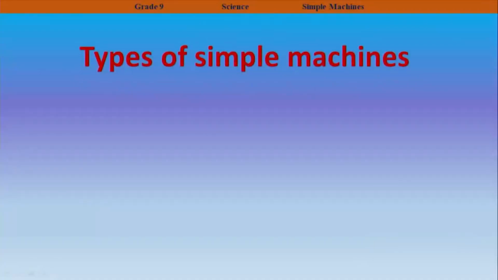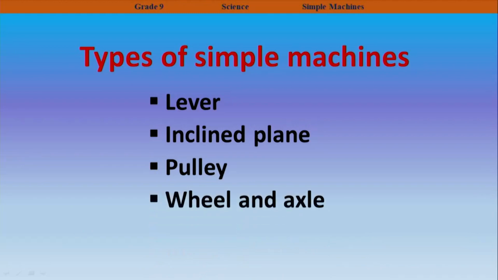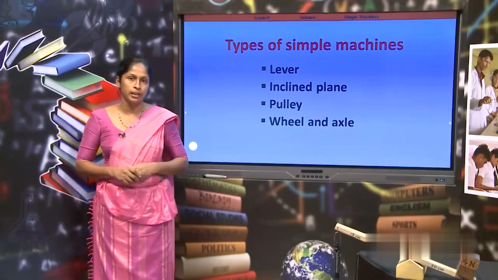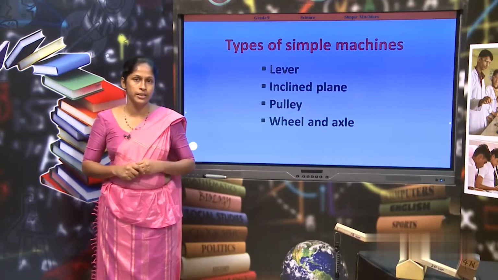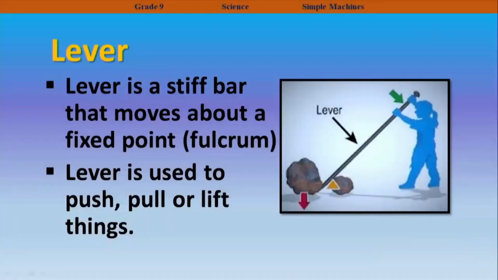Simple machines can be divided into four groups: lever, inclined plane, pulley, wheel and axle. Today I am basically focusing on levers. What is a lever? A lever is a rigid bar which can turn around a fixed point called the fulcrum, and levers are used to push, pull and lift objects.